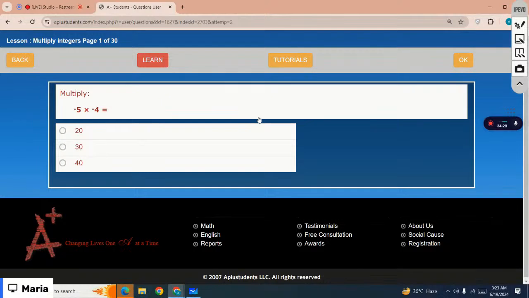-5 times -4. Both numbers have the same sign, right? The answer must be positive. So which is the correct option? The correct option is 20. Option number 1 is the correct option.